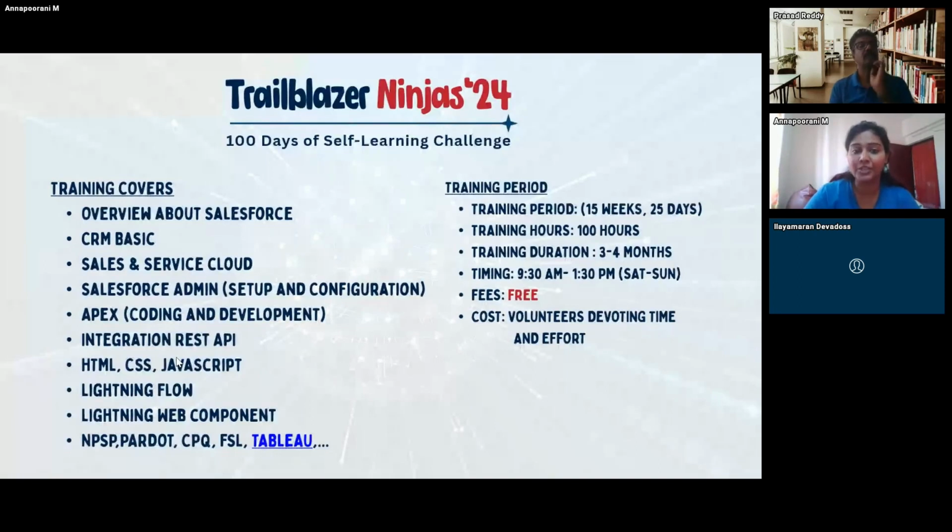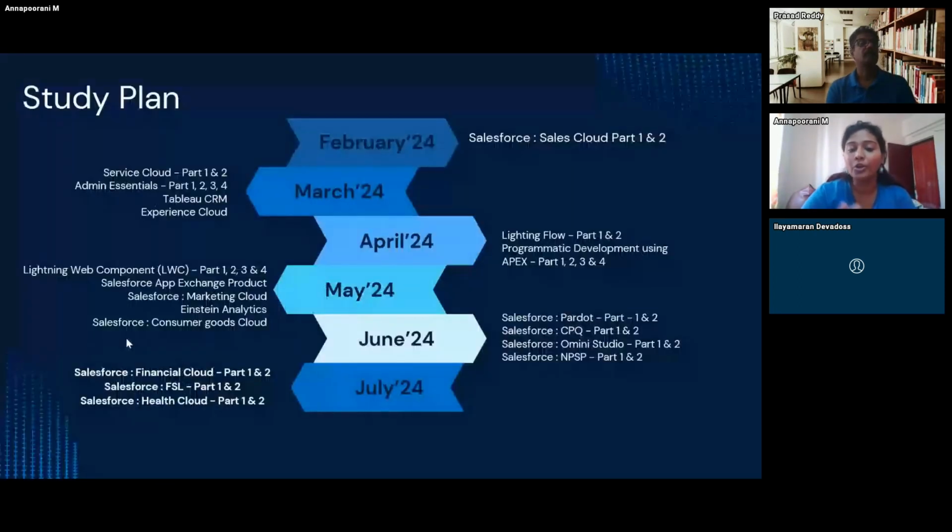And if you see the overall milestones, first we will start with the Sales Cloud, covered over the following weeks, and then in March we will take up the Service Cloud, the basics of administration and configurations, CRM, Tableau CRM, and Experience Cloud. This Experience Cloud is also part of recent days. There is demand for this as well, in addition to the Sales and Service Cloud, with respect to licensing and dealing with dealers and all those things, where Experience Cloud comes into the picture. So that is also covered here.